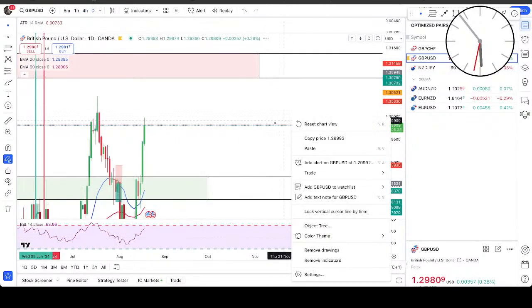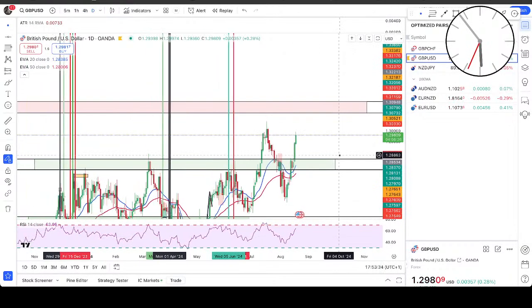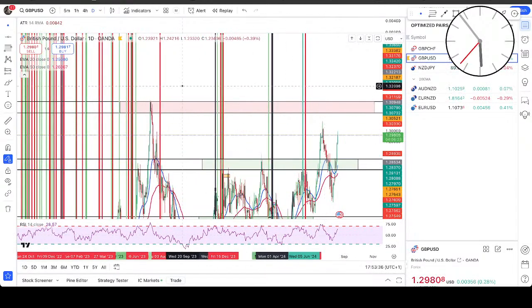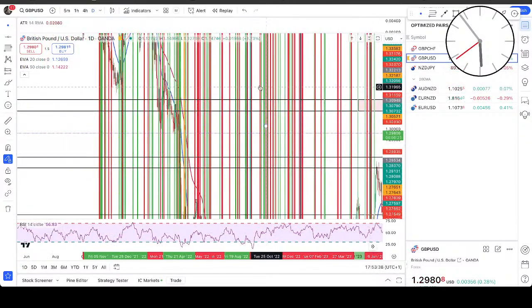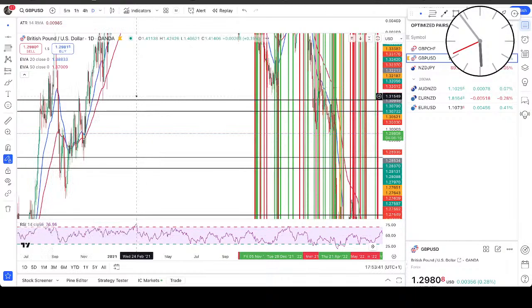GBP-USD, if you are looking at that, that's all my back testing.